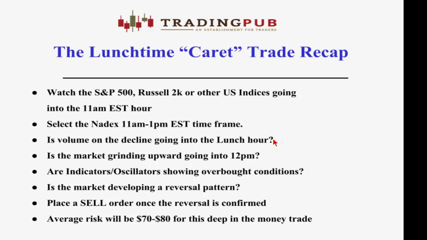You want to see if volume is declining going into the lunch hour. And is the market grinding upward into 12 p.m.? Are the indicators and the oscillators showing that this particular market is getting into an overbought condition? And is the market developing a reversal pattern? Once you've confirmed that the market is reversing, you sell above it. Your average risk will be $70 to $80 per trade because this is an in-the-money trade. But once that thing goes down, it's a very, very predictable trade.